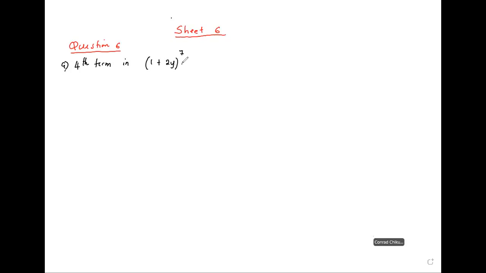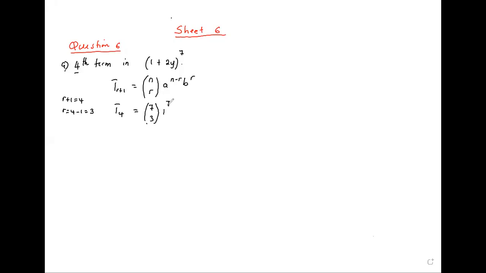So you say the (r + 1)th term is given by n choose r, a to the power n minus r, b to the power r. Now we are told that it's the fourth term, so it's T4, meaning that r + 1 is supposed to be 4, and so r will be 4 minus 1, which is equal to 3. So this is equal to 7 choose 3, because n is always the power, and then 3 because we have calculated the value of r, and then a is 1.